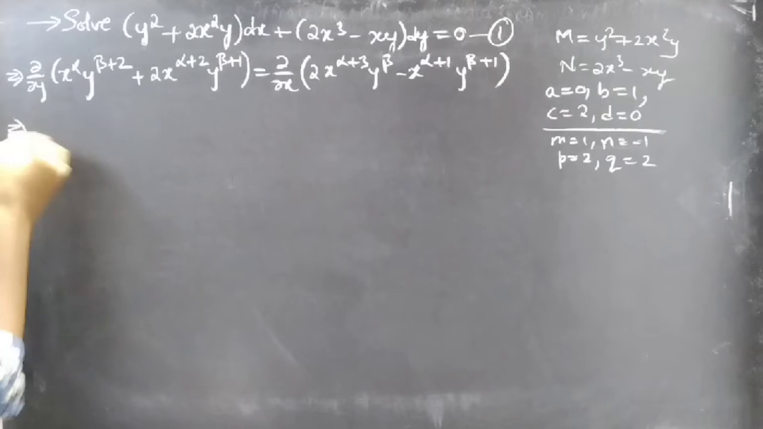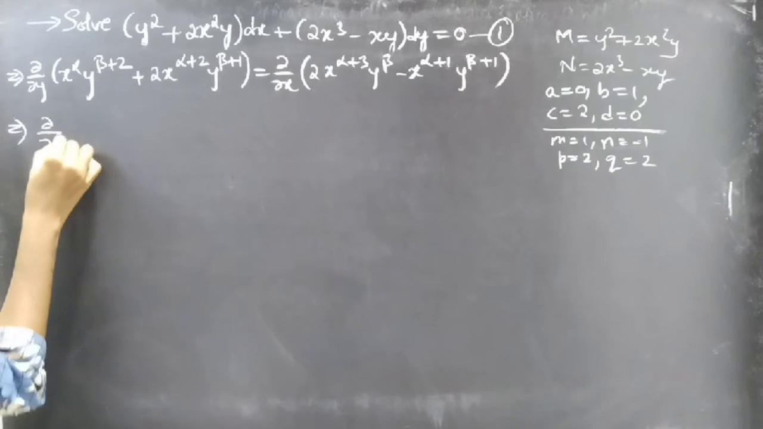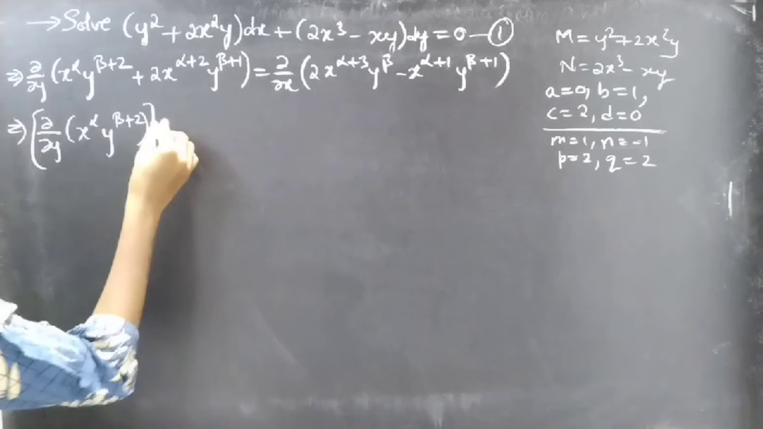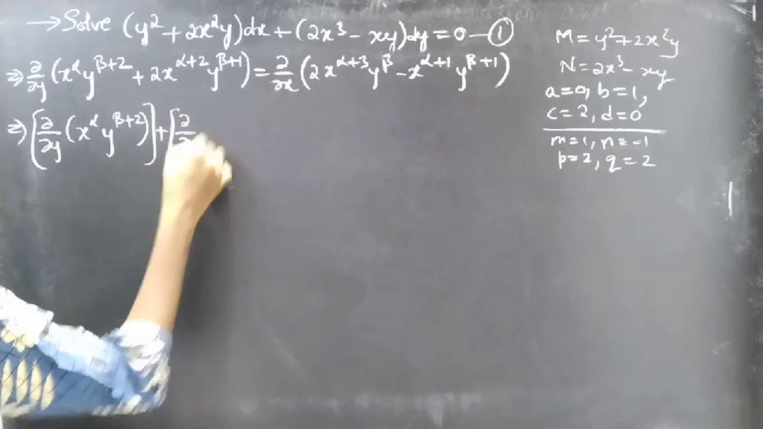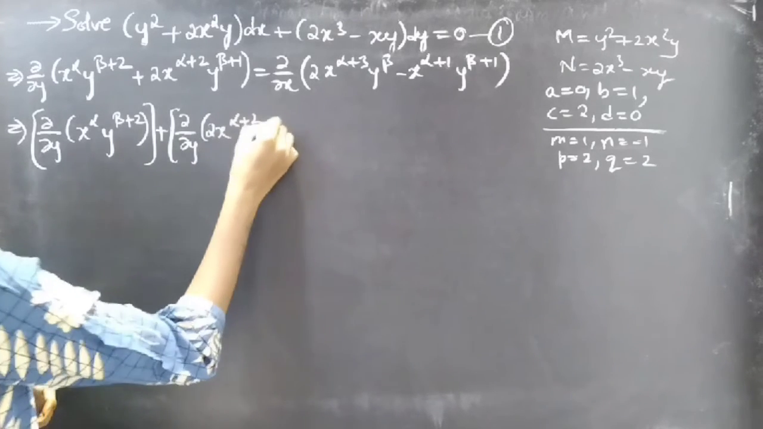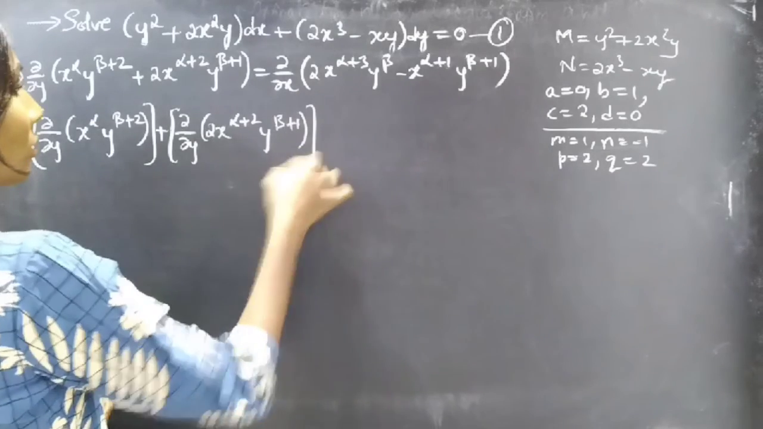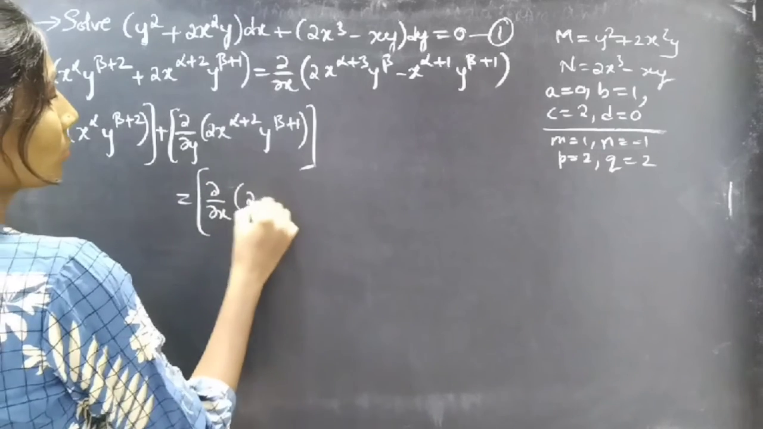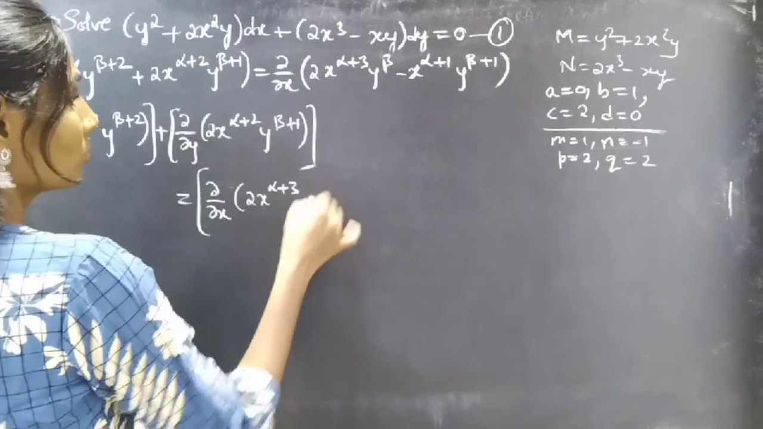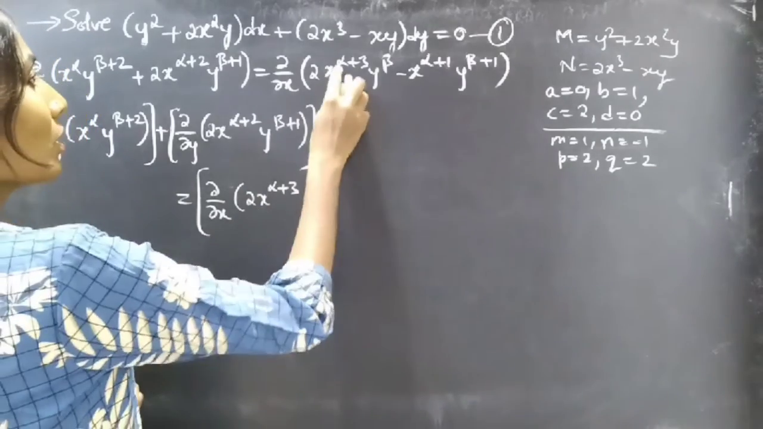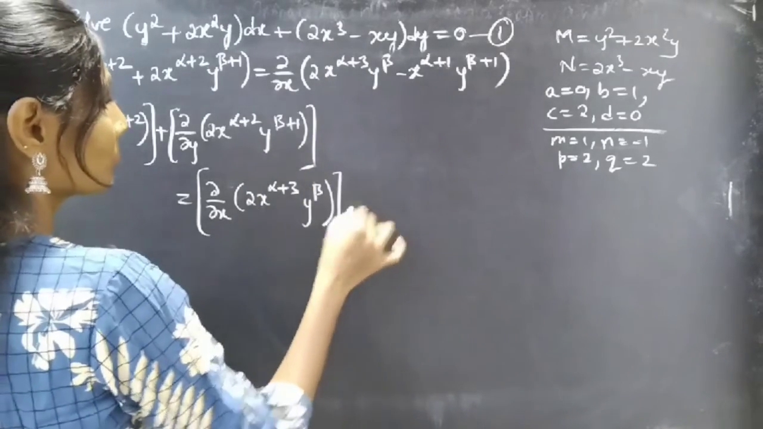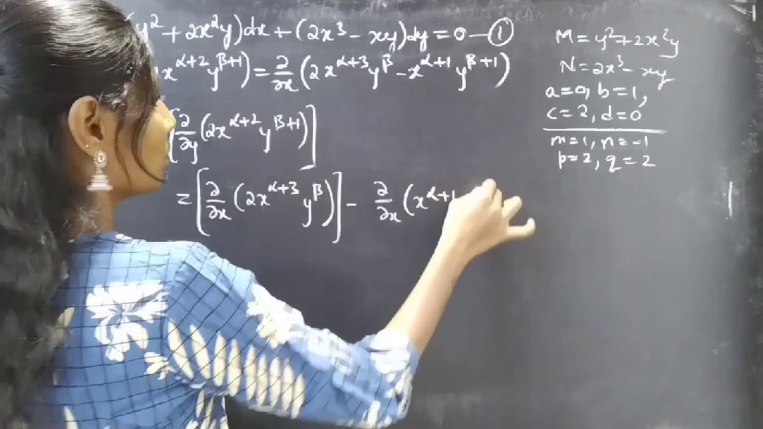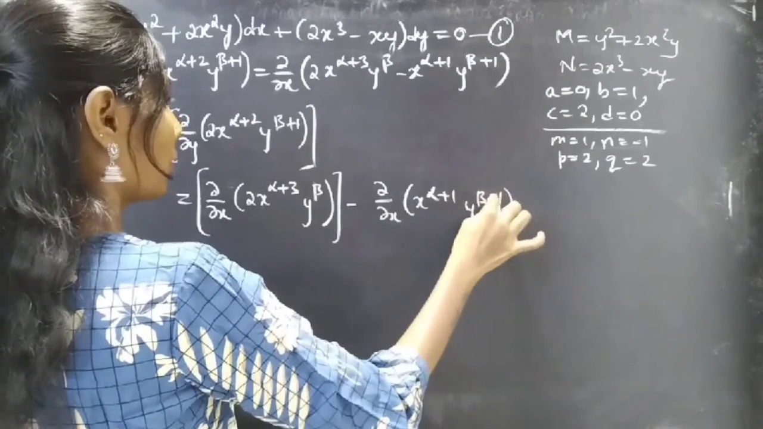This gives us, or we can write this as, partial derivative of the first term x power alpha y power beta plus 2, plus partial derivative of the second term 2x power alpha plus 2 y power beta plus 1, equal to partial derivative of the first term of RHS, 2x power alpha plus 3 into y power beta, minus partial derivative of x power alpha plus 1 y power beta plus 1.